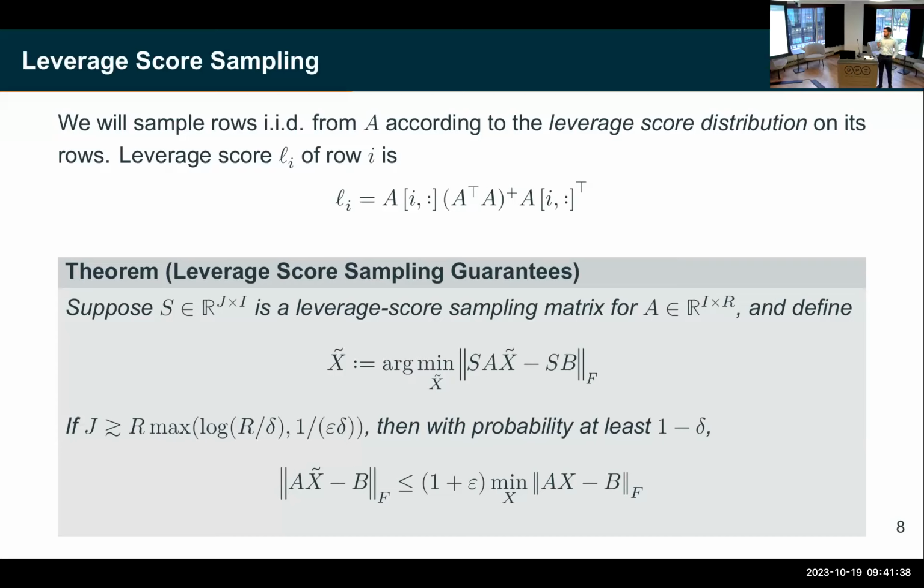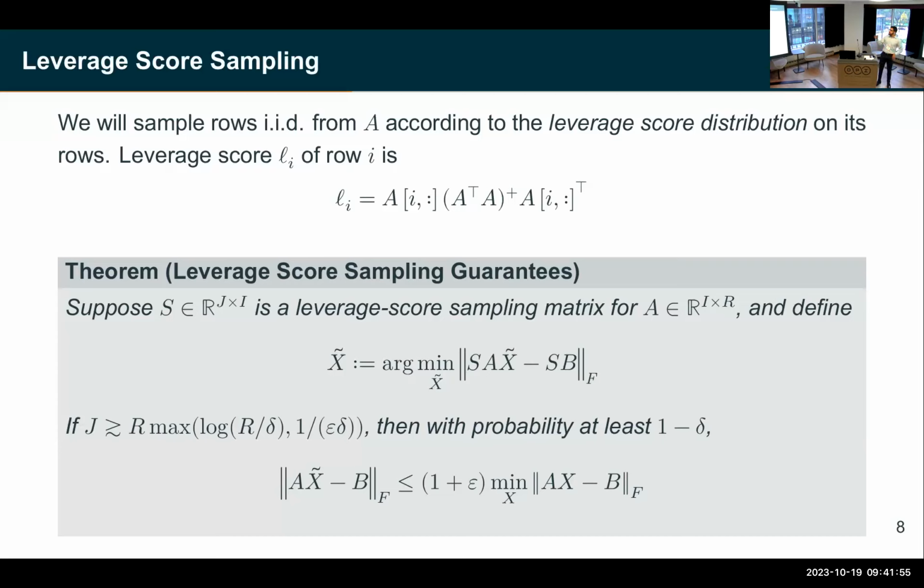The ith leverage score of A is given by the following. I take the ith row of A and multiply it by the pseudo inverse of the gram matrix of A. That's that middle term over there. And I multiply it by the ith row of A transposed. I have a row vector times a matrix times a column vector. And this results in a scalar.